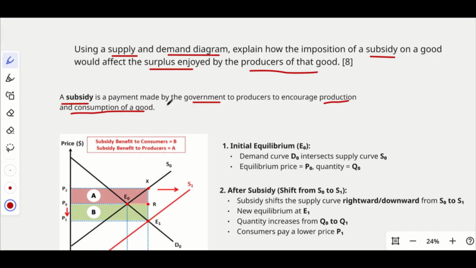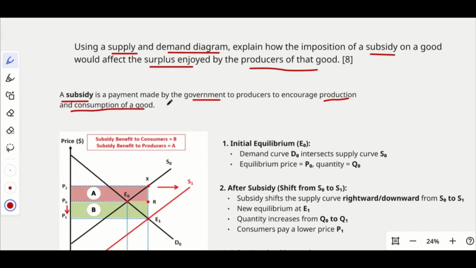If the consumption is reduced due to the price, the government will give some subsidy to the producers. The government will pay the difference to reduce the price. So the producers can sell the product at a low price, the consumers can buy it at a low price, but the producers won't incur any loss. That is how the subsidy works. So let's explain it with the diagram.